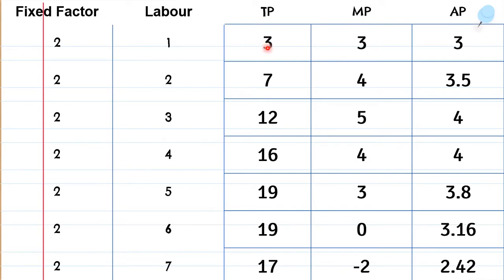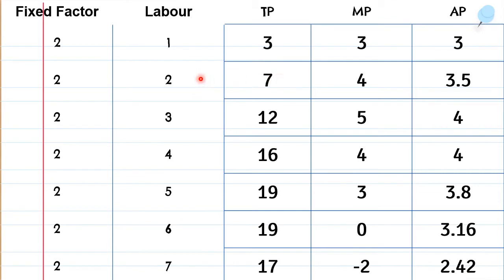So you see, when 1 unit of a variable factor is employed, the total product increases by 3 units. So that increase is shown here. That addition is shown here as 3. So 3 minus 0 is 3. When another unit of the variable factor is employed, the total product increases from 3 to 7. So what is the addition? 7 minus 3, which is 4.